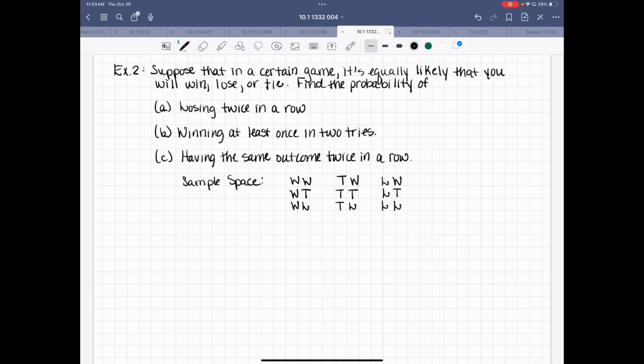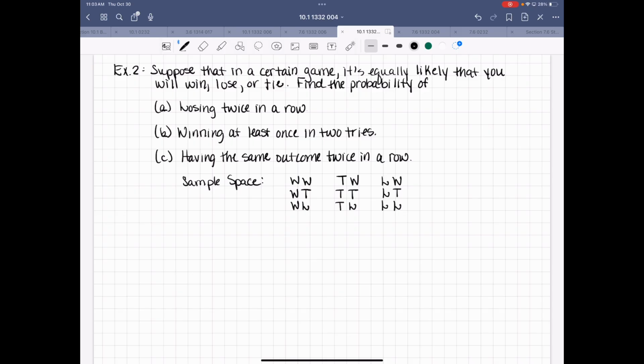Those are all the possible scenarios that could occur when I step up to that game and get to hit twice. I could win and win, probably not going to happen. I could win and lose. I could win and tie. Or I might tie and win. Then I might tie and tie. I might tie and lose. Might lose, win. Lose, tie, lose, lose.